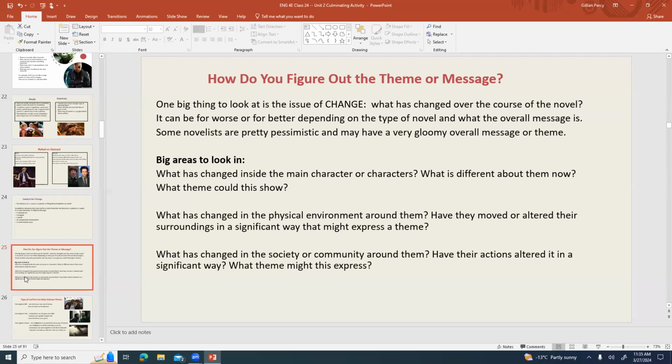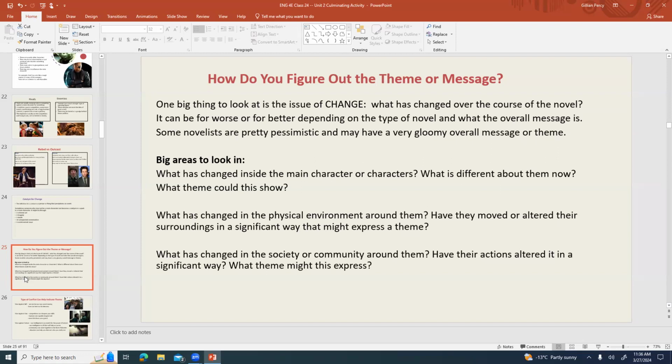You can also look at what has changed inside the society or the community around them. Have their actions altered the community in some significant way? And what theme might this express? I'm thinking of things where one person stands up for something and that gives other people courage to stand up for something. Or one person changes a law, and changing those laws changes things.